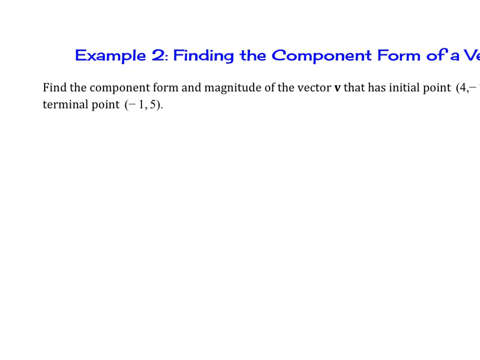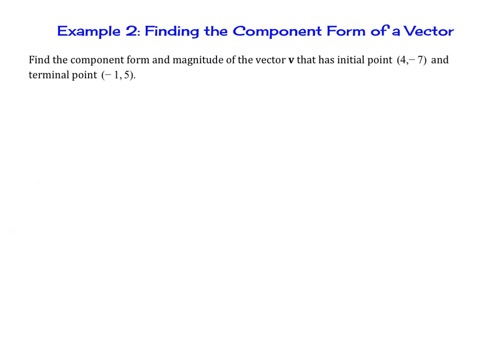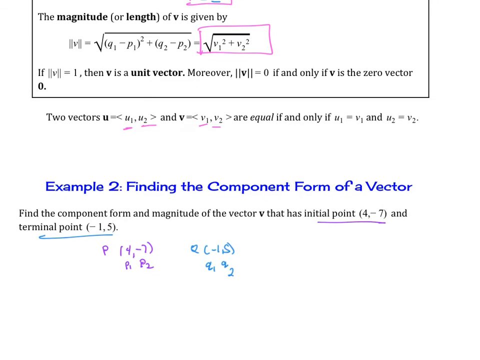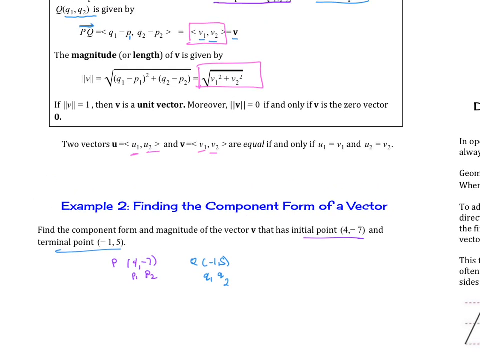So let's find the component form and magnitude of the vector V that has initial point 4, -7, and terminal point -1, 5. Remember that the initial point is P, so that's 4, -7, which is our P1, P2. Then the terminal point is Q, which is -1, 5, and that's our Q1, Q2. To find the component form, you subtract the x's and subtract the y's, and that gets you the component form of the vector.